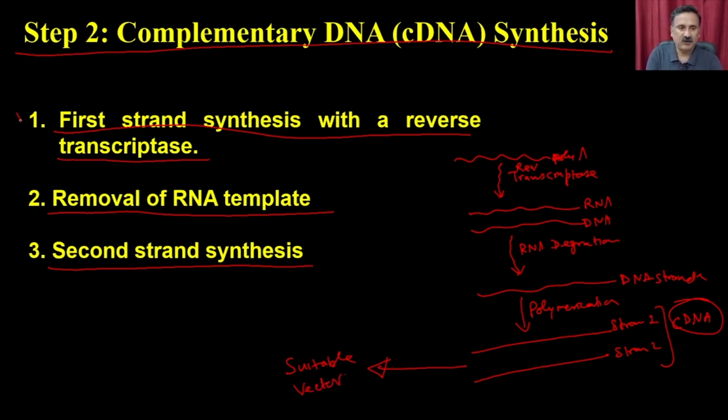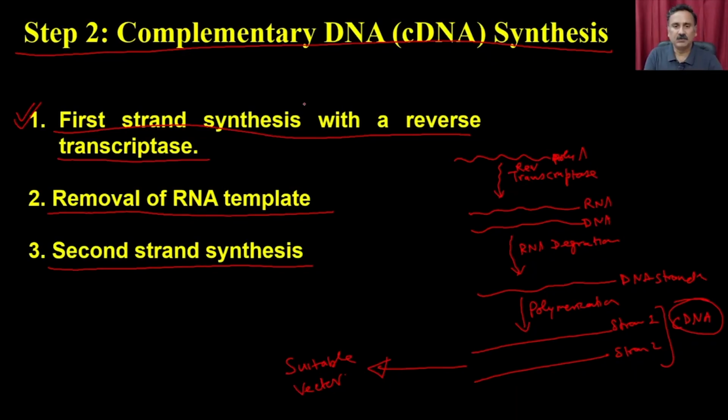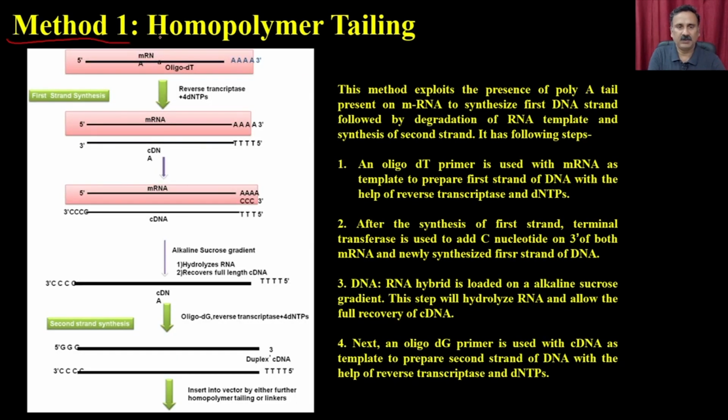So let's first discuss how you are going to synthesize the complementary DNA. We have multiple approaches that one can use to perform the cDNA synthesis. In method 1, you can use the homopolymer tailing method. In a homopolymer tailing method, you have the messenger RNA, and you can put the oligo dT primers. When you put the oligo dT primers, they will come and sit on the poly A tail. Then you can use the reverse transcriptase, and the reverse transcriptase is going to synthesize the first strand.